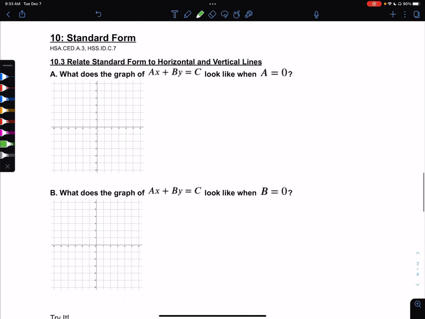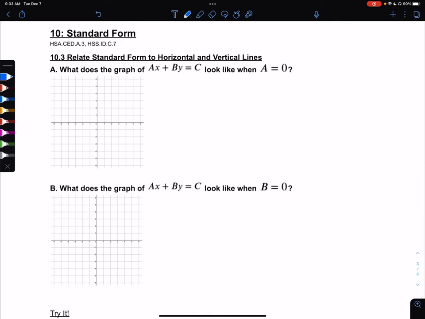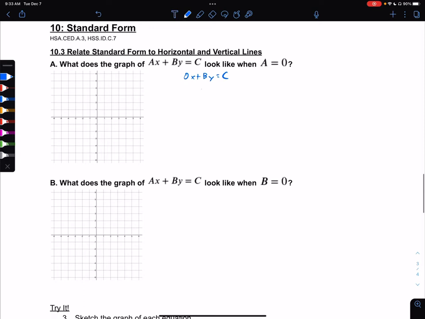So for 10.3 part A, what does the graph of ax plus by equals c look like when a equals 0? So let's say you made a 0, right? And you had something that looked like this. Well, your 0x term would drop out, and you would only be left with by equals c, because 0 times x is going to be 0, and that would effectively eliminate or cancel itself or drop out. So let's say we have something in that form. Let's say it's just like 2y equals 6. We'll keep it simple.